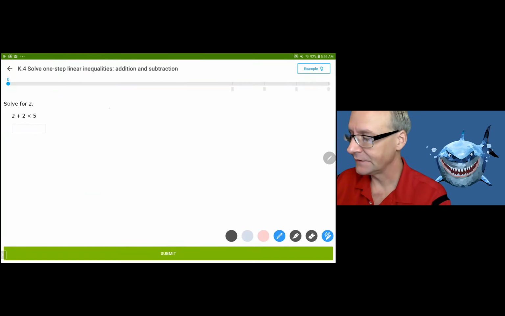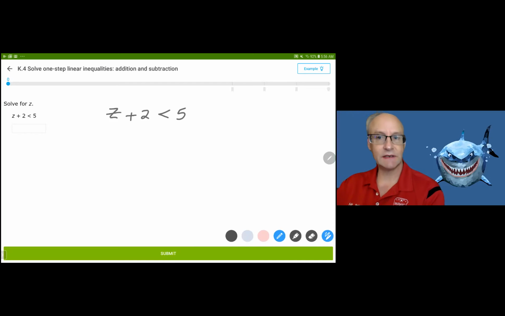And if you want to know how to do it, we just simply subtract 2 from both sides. So z plus 2 is less than 5. And in order to solve this inequality, we're going to subtract 2 from both sides. And z is now by itself, and it is less than 3. We are allowed to do that, and that's the answer.